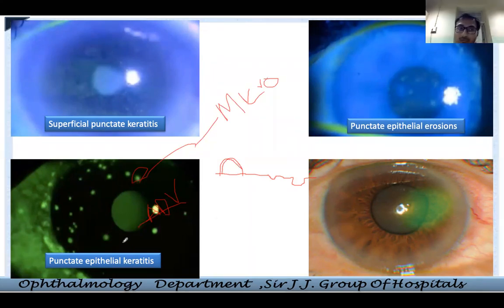How do you differentiate? You will say, this looks the same, PE type. Very simple. You put a slit beam, and on the slit beam you will see that this part is basically elevated and these parts are basically depressed. So this is a very important difference between them. What is this? Again, this is very simple. This is like a progressed stage of everything. This is nothing but an epithelial defect. So you need to understand that there are superficial punctate keratitis and punctate epithelial erosion, which are depressions in the epithelium; punctate epithelial keratitis, which happens in adenoviral or microsporidial keratitis, and these are elevations; and epithelial defect, when all the epithelium is gone because you didn't treat this condition.